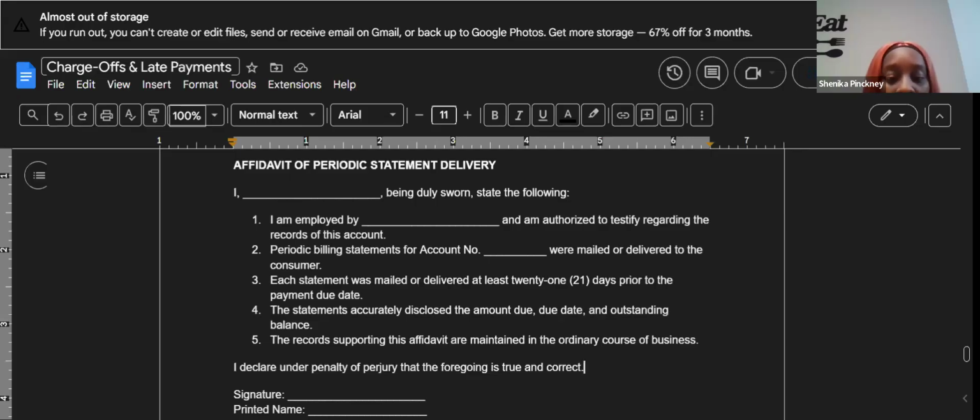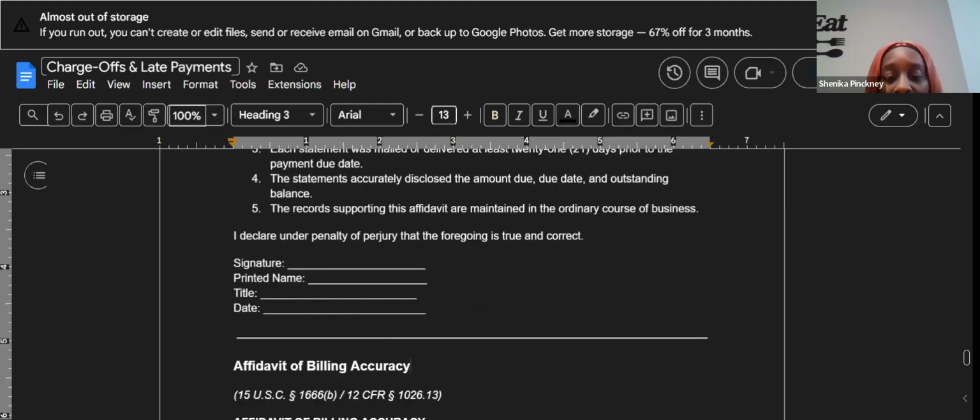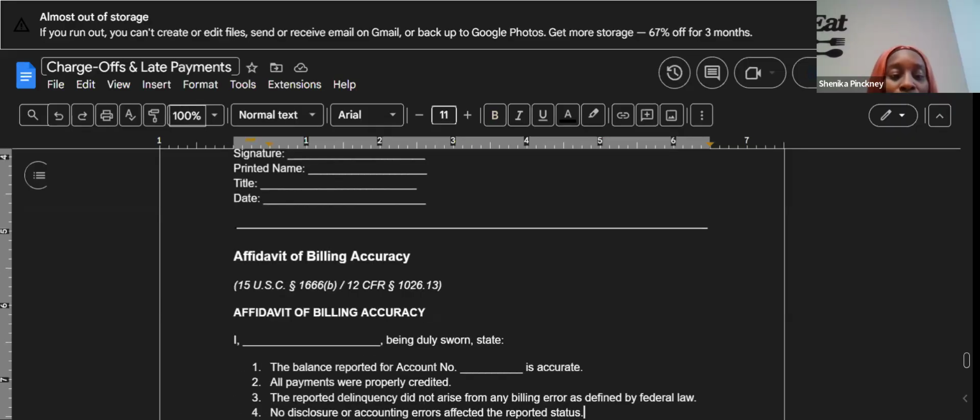2, periodic billing statements for account number whatever were mailed or delivered to the consumer. 3, each statement was mailed or delivered at least 21 days prior to the payment due date. 4, the statements accurately disclose the amount due, due date, and outstanding balance. 5, the records supporting this affidavit are maintained in the ordinary course of business. I declare under penalty of perjury that the foregoing is true and correct. They have to sign, print their name, title, and they have to date it, right?